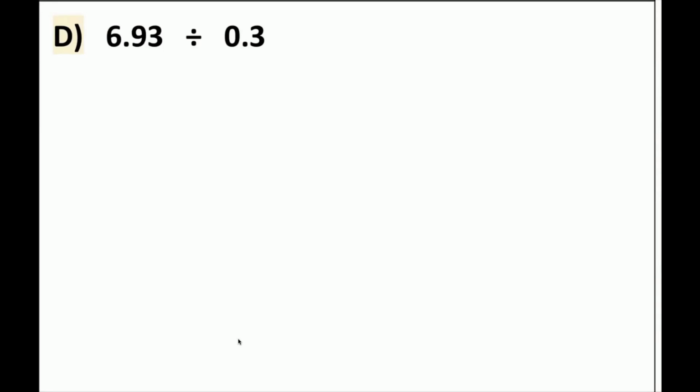Okay, so you can use the one that was set up for you as an example. We're going to treat it the same way. We'll move our decimal forward 1 in both of these to make our divisor a whole number. And so then we get 69.3 divided by 3. We'll set up our house.